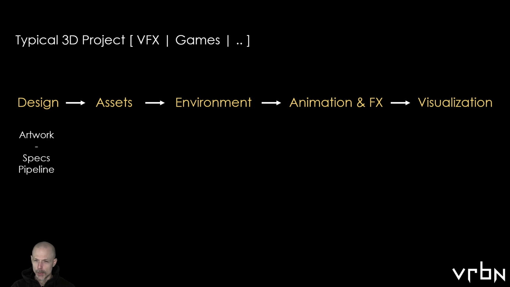Diving a little bit deeper into each of the points. So you have artwork definition, specification also of how the design should work, what the poly counts are, what the texture qualities are, all of those things. And then specifically also how the whole production pipeline should work. Then the assets, obviously you have 3D modeling, texturing, the so-called look development, fine-tuning the look of each individual asset.